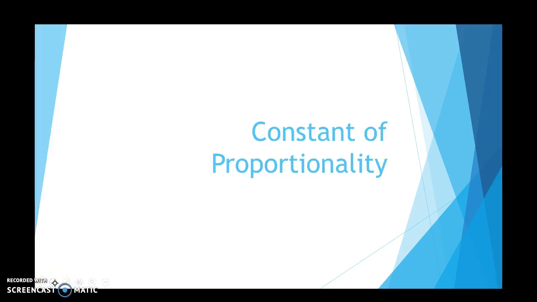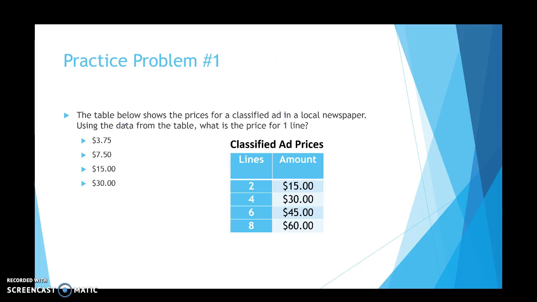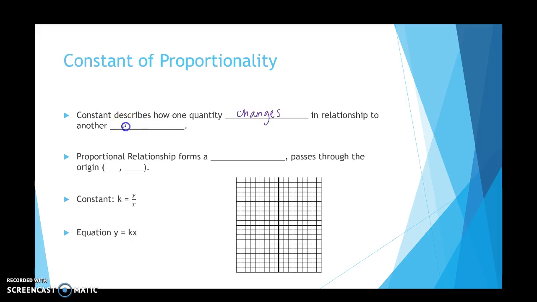Okay, so first is constant of proportionality. The constant describes how one quantity changes in relationship to another quantity. Proportional relationships form a straight line that passes through the origin, which we talked about is 0, 0. 0 for x and 0 for y.